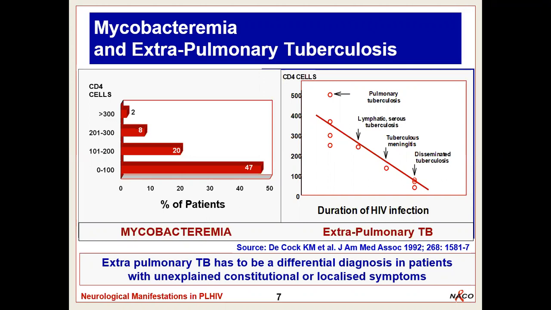And on the right side, you see the extent of extrapulmonary TB, which can involve various organ systems, from lymphatics to skin to liver to spleen to brain to bones, anywhere. As the CD4 count is reducing, you see involvement from lymphatics to tuberculous meningitis to disseminated tuberculosis. It's quite obvious that as the immunosuppression extends or the CD4 count reduces, you get more disseminated or severe forms of TB. Next, please.